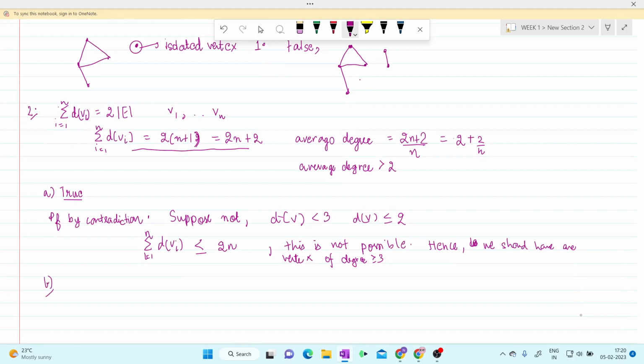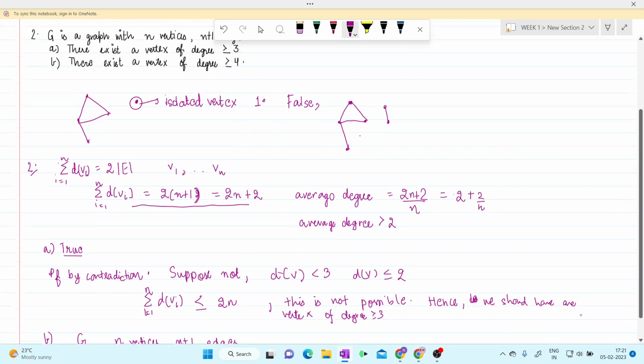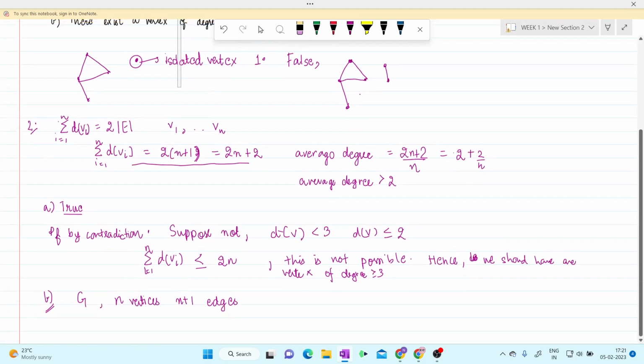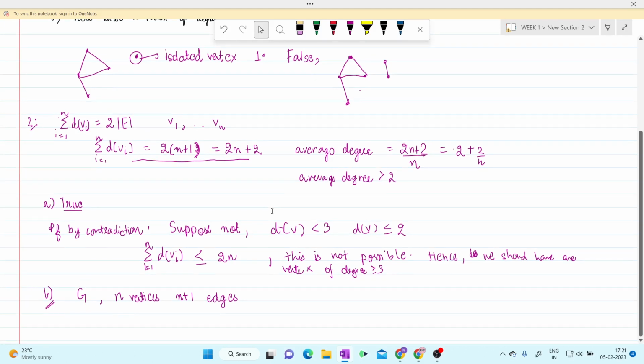Now the B part is the same scenario: we have a graph G with n vertices and n plus 1 edges. Now we have to tell if this statement is true or not, that there should exist at least one vertex of degree greater than or equal to 4. From the first part we know there should be a vertex of degree at least 3.